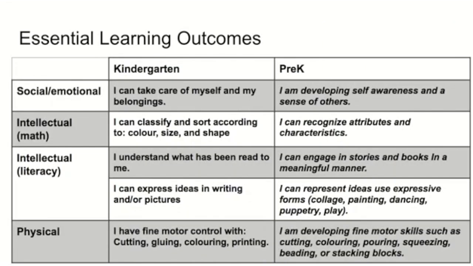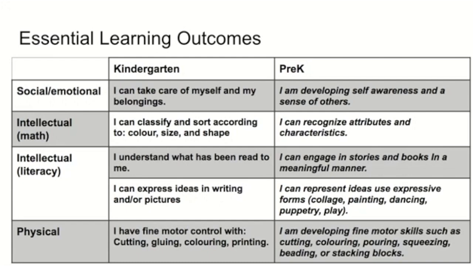So I started by thinking about my essential learning outcomes for kindergarten and pre-K. I had some social emotional outcomes, where taking care of myself and my belongings, or developing self-awareness and a sense of others with respect to the read aloud that I chose. Then looking at intellectual math, I'm looking at sorting and classifying, looking at attributes. Intellectual, I wanted to have them respond to the reading that I do and then be able to express their ideas in writing, also painting, dancing, puppetry, etc. And I wanted to develop some physical fine motor skills.